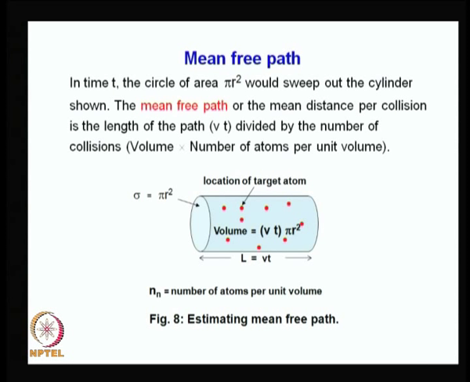Then what is the mean free path as per our original definition? It is the mean distance per collision. So, it is equal to the length of the path divided by the number of collisions. This is what we had done in our basic definition, lambda equals l upon n. What is the length of the path traversed by a charged particle? It is the speed multiplied by the time in which we have taken the cylinder, divided by the number of collisions, which is just the volume of the cylinder multiplied by the number of target atoms per unit volume. So, this is what it is.